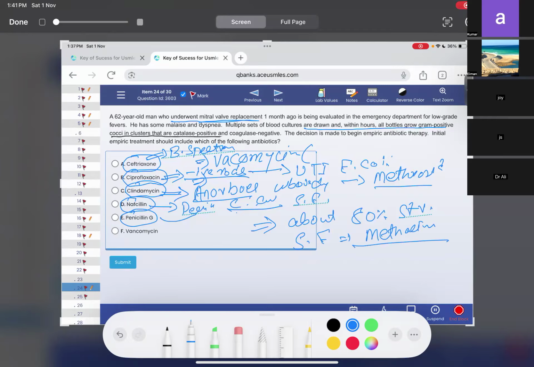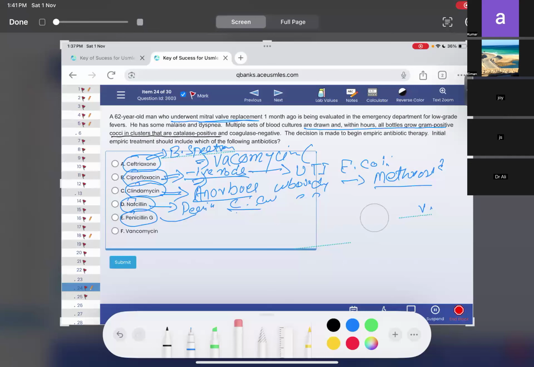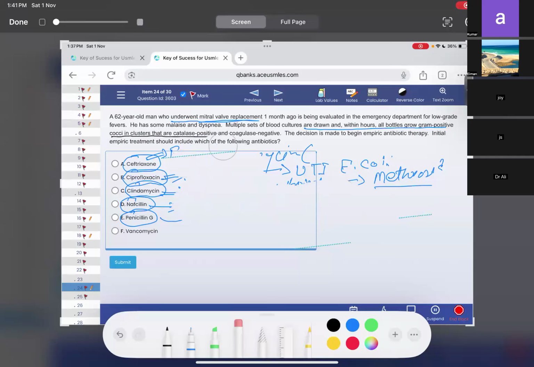So now we go with the first line medication, vancomycin. Vancomycin is a first line drug nowadays used in staph epidermidis, because we already know that 80% of these strains are methicillin resistant, MRSA.